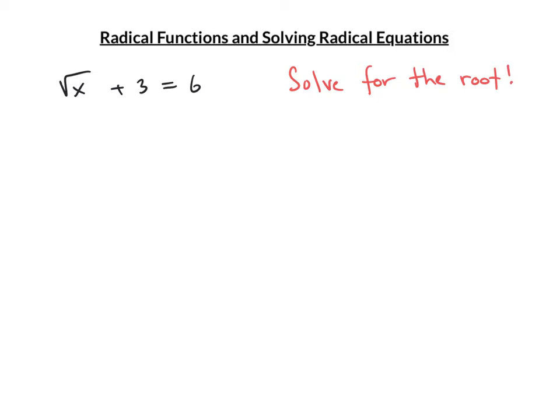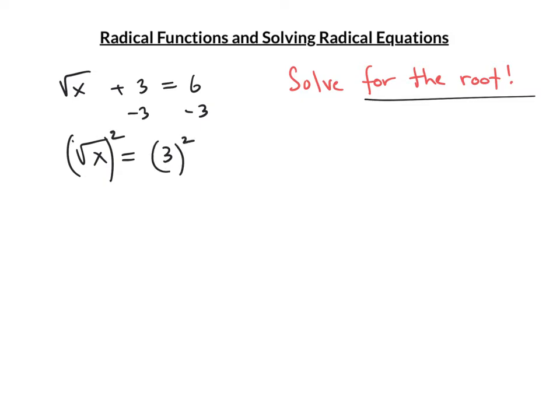When you solve an equation with a square root in it, or any kind of root, you need to get the root by itself, solve for that root. In this case, we would subtract 3 from both sides to get the root by itself. And then we do the inverse to eliminate that root. The inverse of a square root is a square, and I just square both sides. If this had been a cube root, I would have cubed both sides. If it had been a fourth root, I would have taken both sides to the fourth power. Do the inverse to get rid of it. Now the square and the square root are inverses. They cancel out. I get x equals 9.